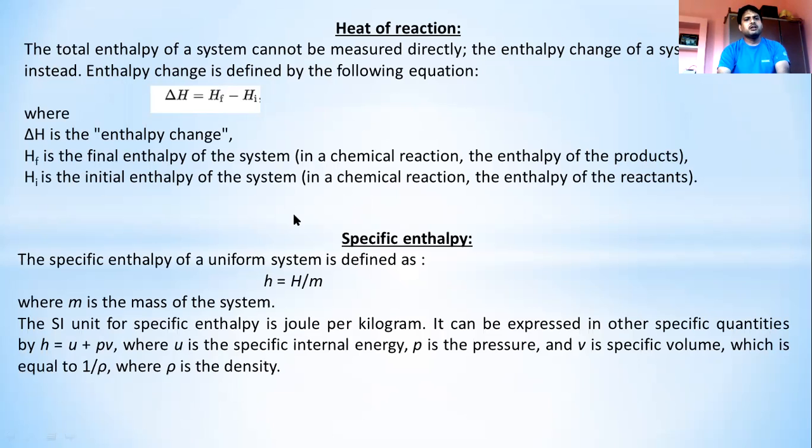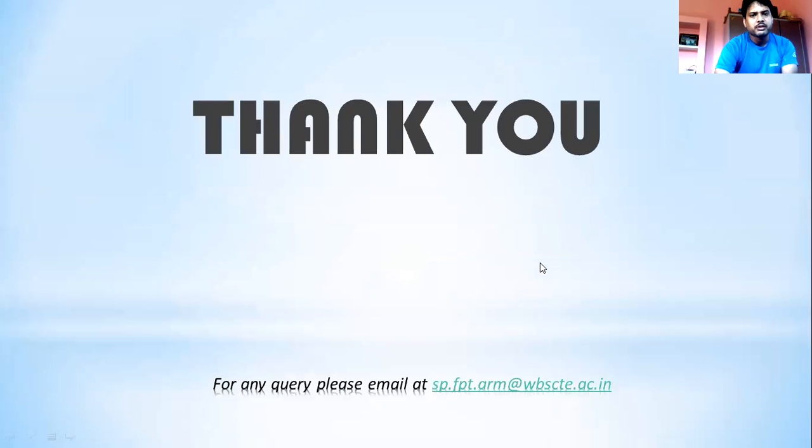Specific enthalpy of a uniform system is defined as small h equals capital H divided by m, where m is the mass of the system. The SI unit of specific enthalpy is joule per kilogram. That means total enthalpy divided by the mass of the system is called specific enthalpy. Enthalpy is an extensive property, but specific enthalpy is an intensive property. So this is all about the heat of reaction and specific enthalpy.